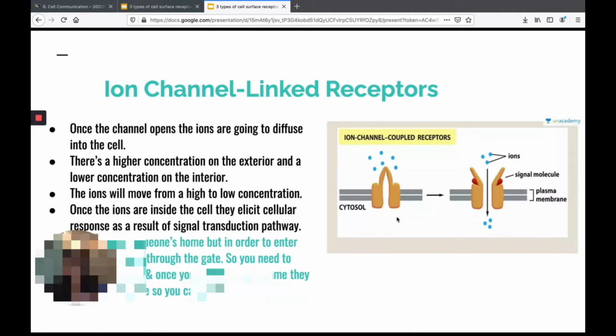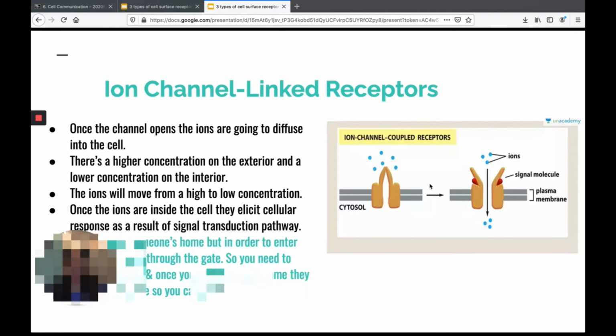An easy way to remember this is that if you go to someone's house and they have a gate, the only way for you to go in is by pressing the button and saying your name and so on. And then they'll open the gate so that you can go inside their house. Otherwise, you wouldn't be allowed to go inside their house. And it's the same thing with this ion channel.